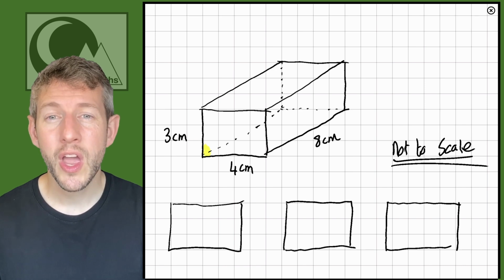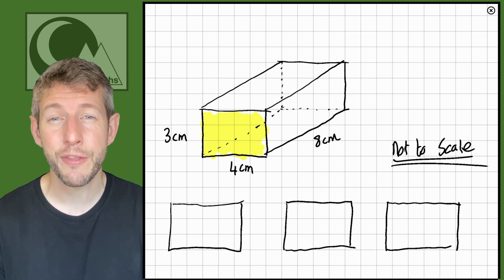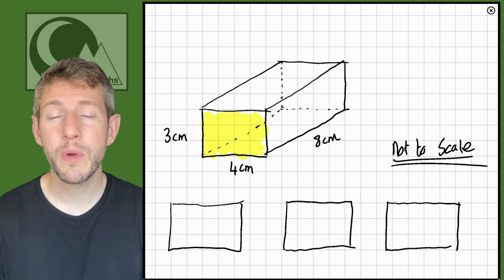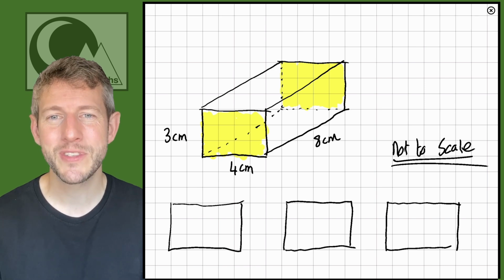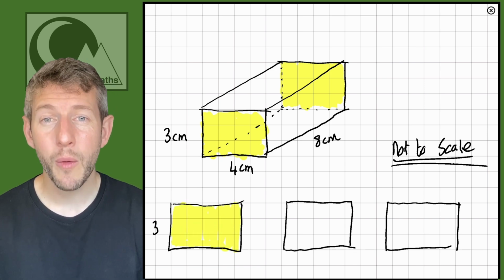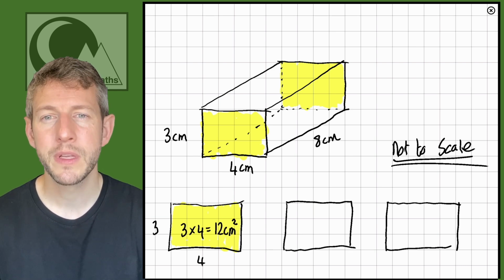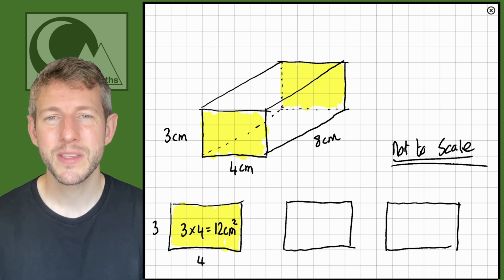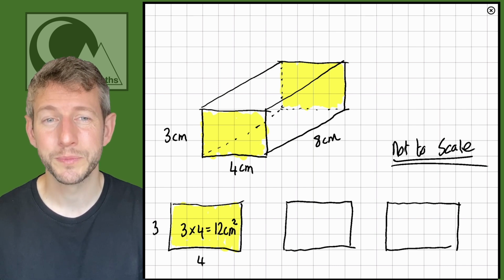If we look at this cuboid, we have got the front face, which I can see is 3 by 4. We can also see that the back face will be the same size. So therefore we've got 2 of this 3 by 4. Now, if I wanted to work out the area of this rectangle, I would do 3 times 4. So 3 times 4 is 12. So I'm going to write 12 centimeters squared in this first rectangle.